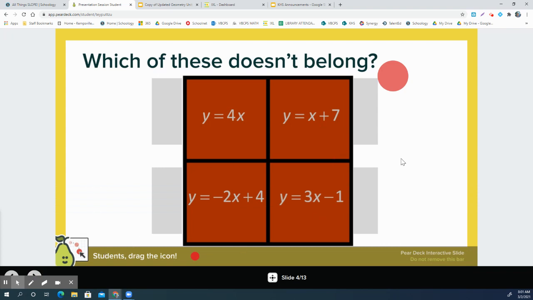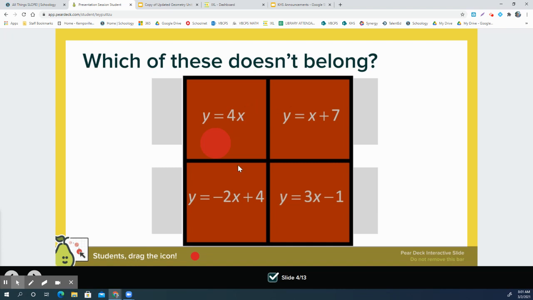Which one doesn't belong here? Which one's the most obvious that doesn't belong? Quadrant 2. Quadrant 2 does not have an intercept. So this is going to be one of those that goes through the origin. If it doesn't have a number here at the end, it's going to go through the origin. Anything else jump at you as different?